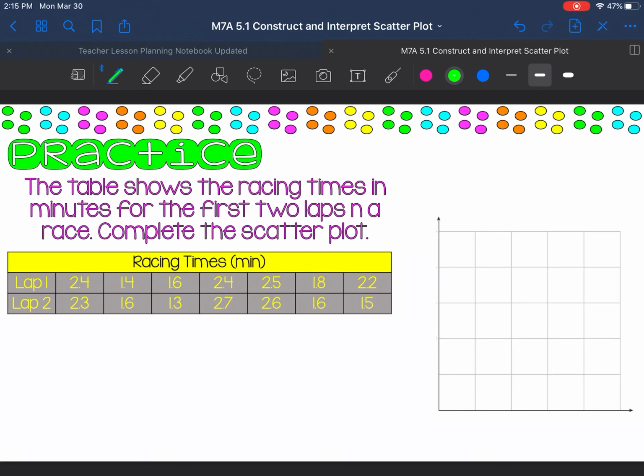Let's take a look at this table. It says the table shows the racing times in minutes for the first 2 laps in a race. Complete the scatter plot. All right, so remember, the first thing we need to do is we need to label our X and our Y. So we're going to go ahead and label our X down here, lap 1 minutes. We're going to label our Y lap 2 minutes.